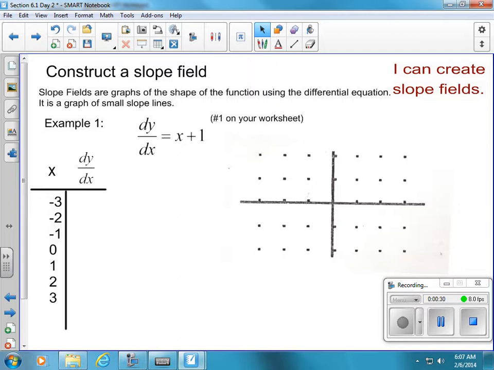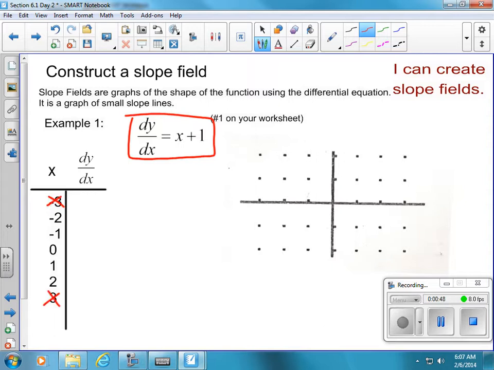All right, so we're going to look at this differential equation right here, dy/dx equals x plus 1. And depending on what x is, we are going to define the derivative value. Okay, x equals -3 to positive 3. We're going to plug in all these numbers into this equation for x and see what we get.